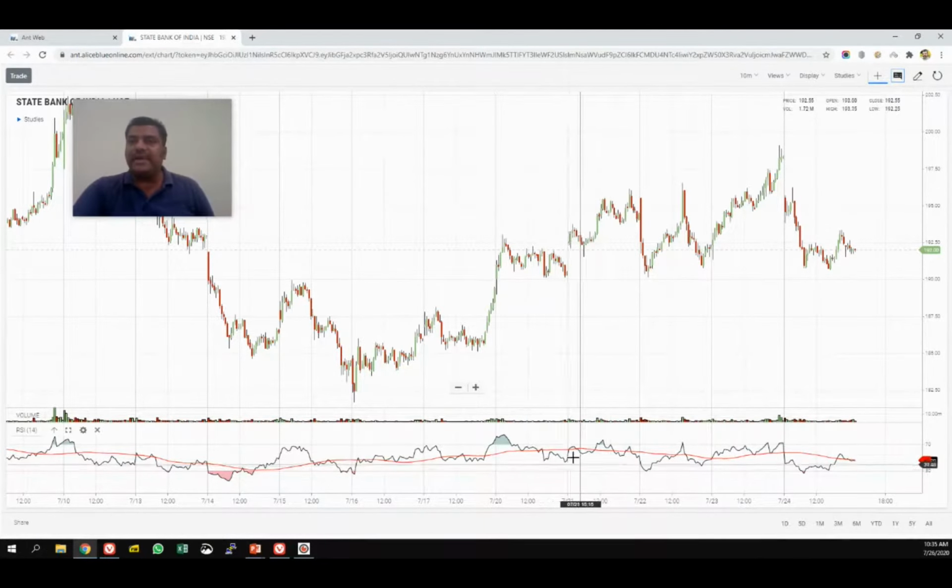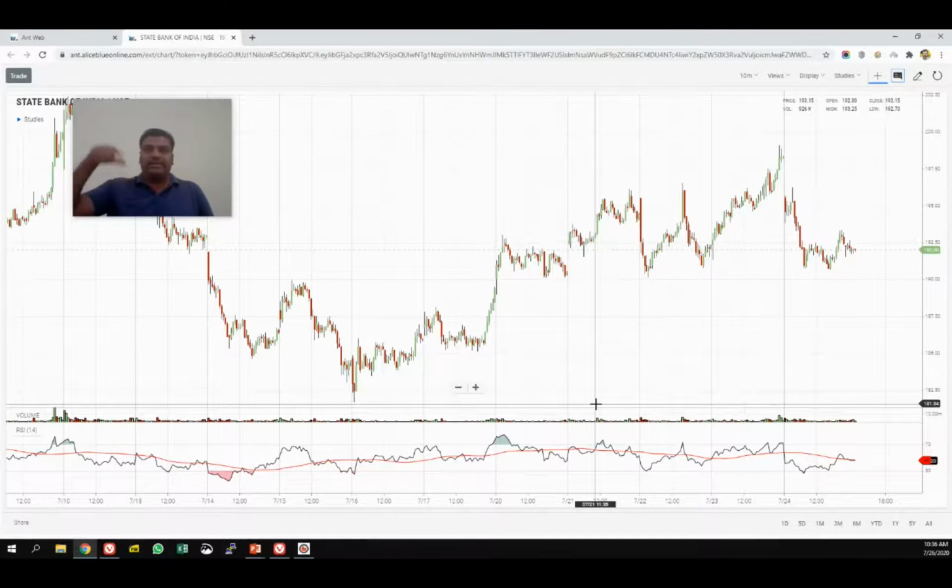This way, whenever there is a crossover, you can enter the market and take a call. If it is crossing upwards, you get a buy signal. When it is crossing downward, you get a sell signal. Okay, so this is one more strategy which you can use for trading using RSI. And always remember, do not trade with just one indicator.